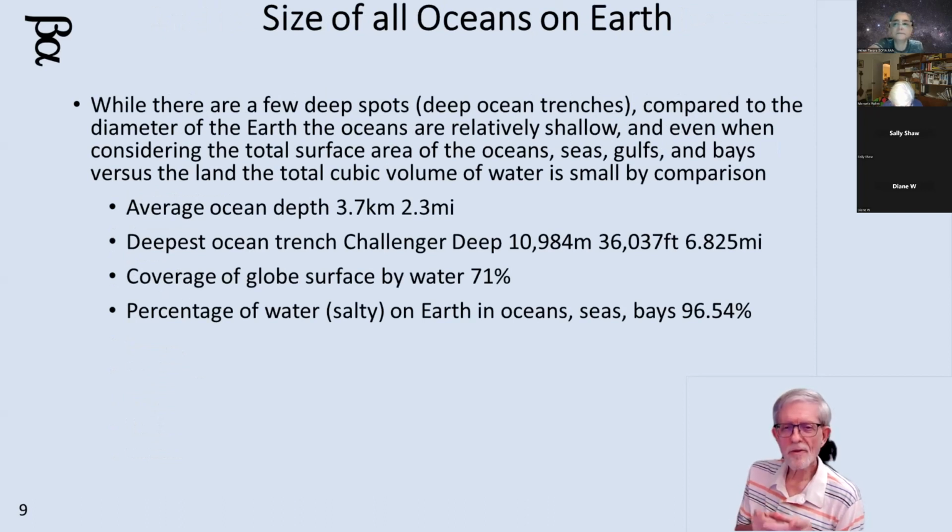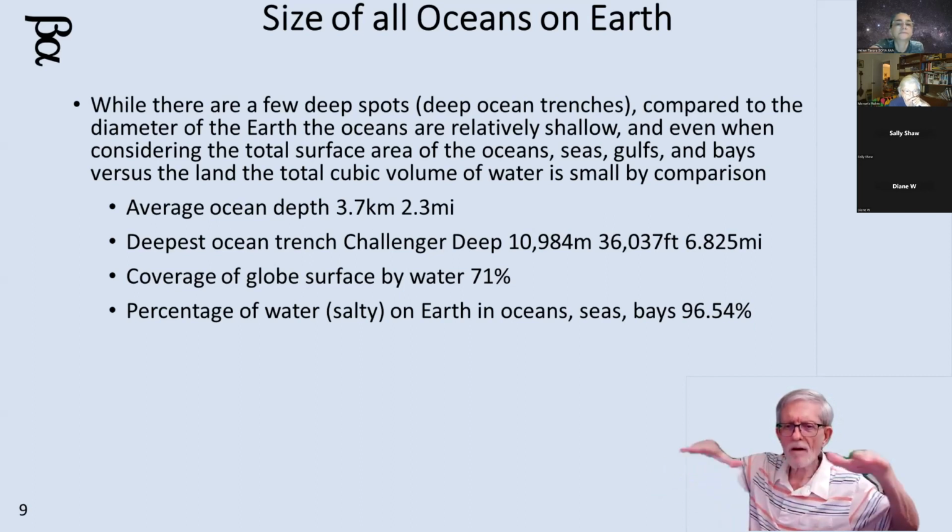So this is where I was looking for that image that we found moments ago. There are a few deep spots, deep ocean trenches in the oceans on the Earth. But if you look at all the depths that we've surveyed on the Earth, the average ocean depth is only 2.3 miles. So very thin compared to the 8,000-mile diameter of the Earth. The deepest ocean trench is the Challenger Deep in the Pacific, and it's only 6.8 miles deep, or a little under 11 kilometers.